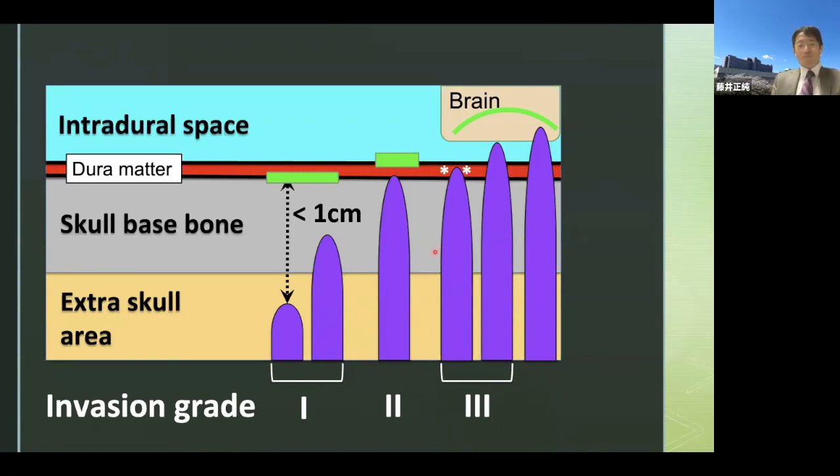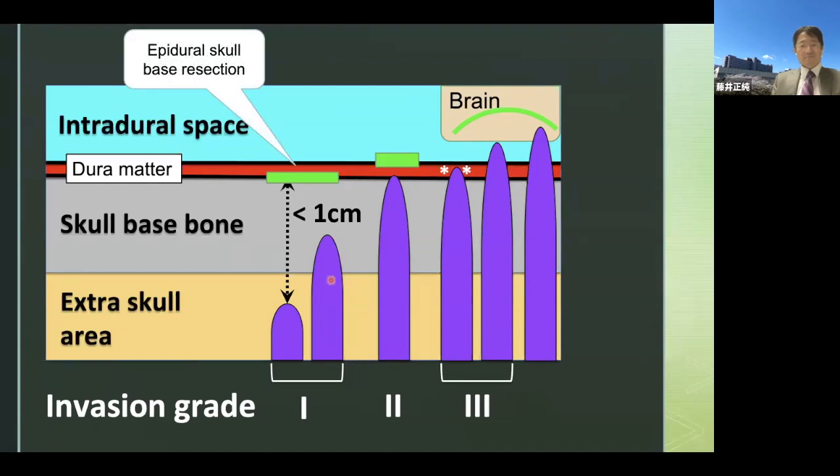And in invasion grade two, the tumor is attached to the dura mater, or the skull base bone is already eroded, or the tumor has reached the superior surface of the skull base bone. This is going to be invasion grade two. And this is invasion grade three. Apparently, the tumor has reached the dura mater, or more of the intradural space, or maybe even the brain parenchyma. And this is considered to be grade three.